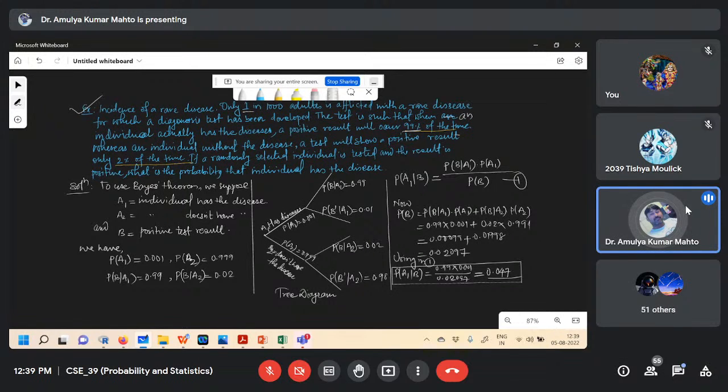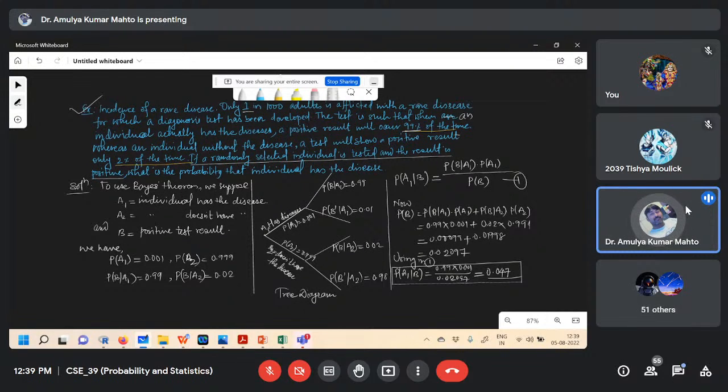If a randomly selected individual is tested and the result is positive, that is known. Then what is the probability that individual has the disease actually? Result is positive, that is known. Then what is the probability that individual is actually having that disease? There is some test error, he may not have that disease. That may be the case.